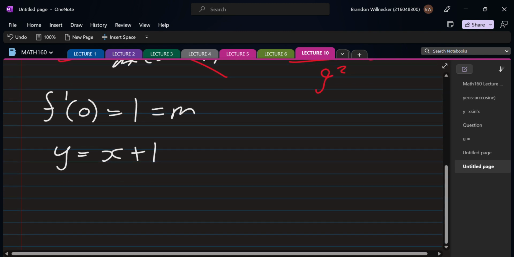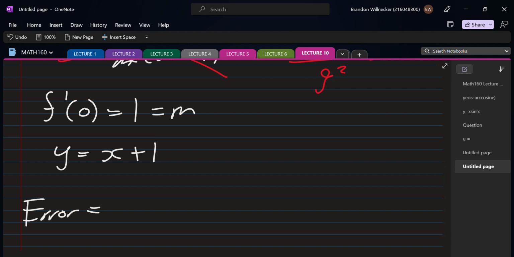Okay, then we wanted to find the error. A few students did get this correct. One student got it almost correct. They just forgot the absolute value. The error is always positive. To make sure it's positive, we put absolute value and then the difference. Please remember the absolute value part.